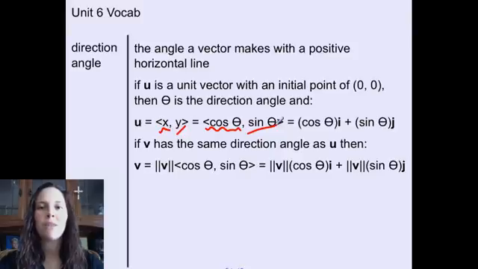Another way to express this is using those unit vectors i and j and simply multiplying your cosine by i and the sine by j. That's if u is a unit vector. If v is a vector that's heading in the same direction but is not a unit vector, then you simply take the magnitude of v times the cosine and sine components, and then you can see that expressed with the unit vector form as well.